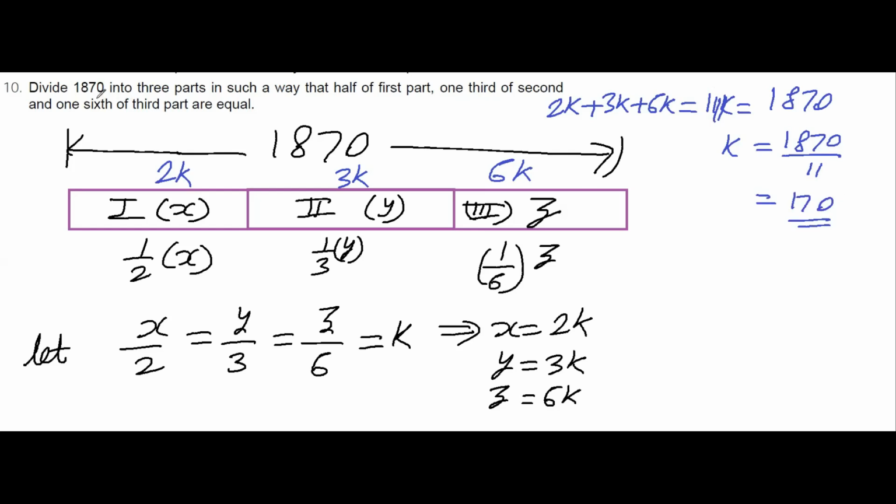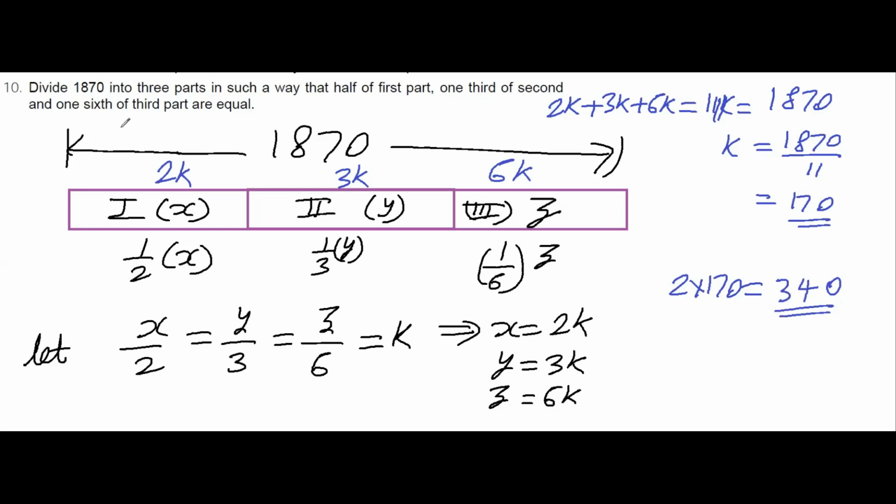So what they have said, divide this into three parts in such a way that half of this, okay, fine. So I have divided. So what will be the answer? Answer will be 2 into 170. That comes out to be 340. The first part will be 340.